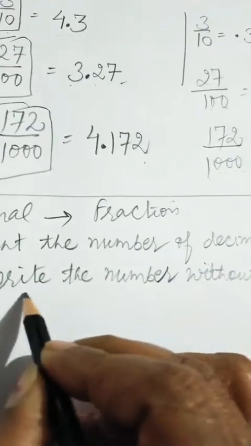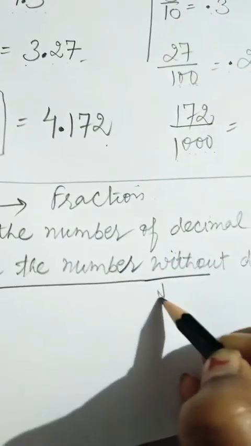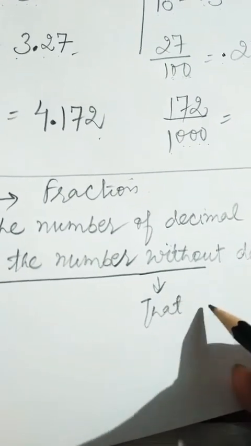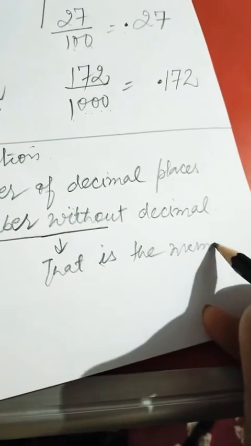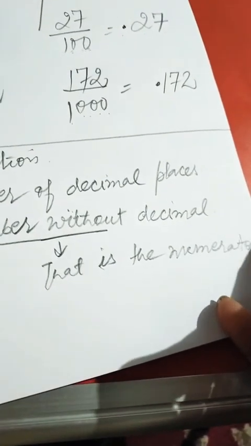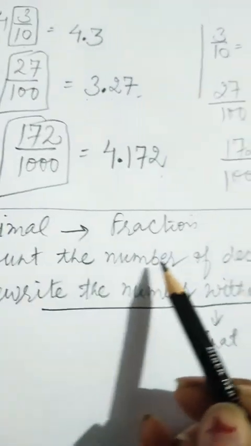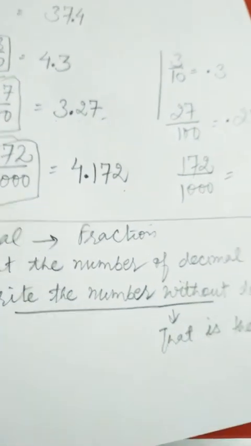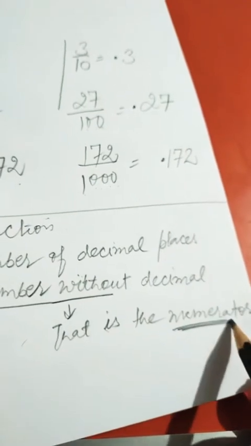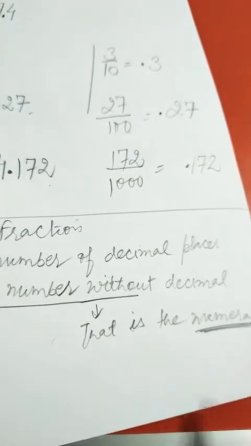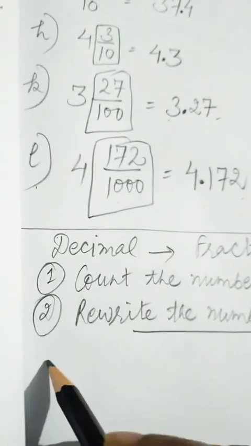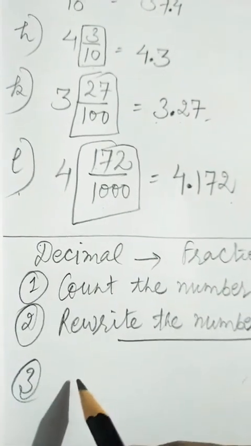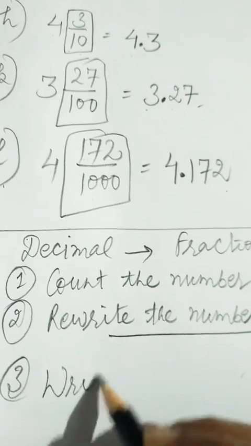And the number that you will write without decimal, that is the numerator, because in fraction we need numerator and denominator. जब हम जो नंबर हमें डेसिमल वाला गिवन है, जब हम उसको विदाउट डेसिमल लिखेंगे, दैट विल बी द न्यूमिनेटर. तो हमारे पास न्यूमिनेटर आ जाएगा. देन वी हैव टू राइट द डिनोमिनेटर. यस, हाउ टू राइट द डिनोमिनेटर? दैट विल बी इन स्टेप नंबर 3. राइट द डिनोमिनेटर.